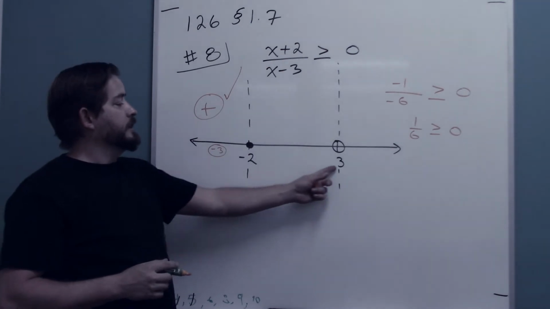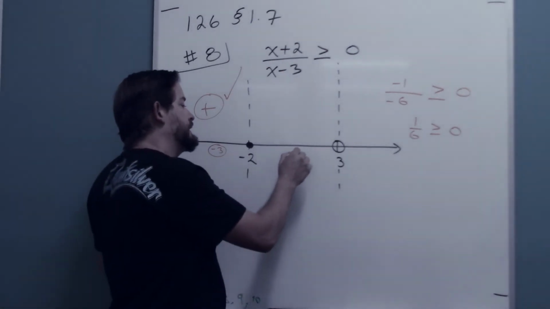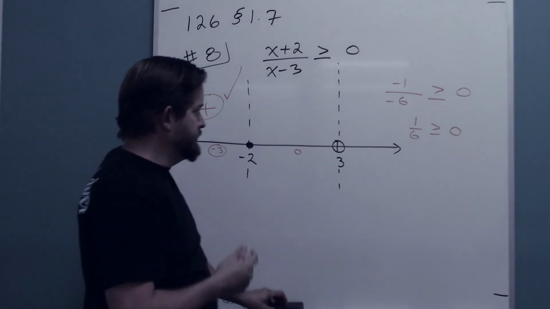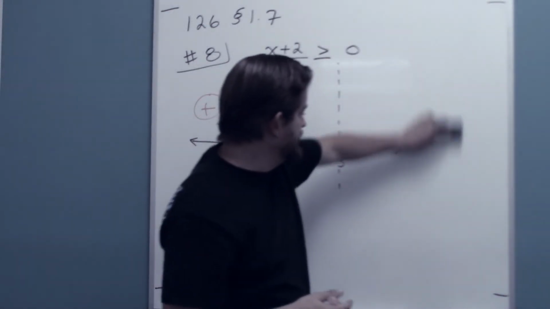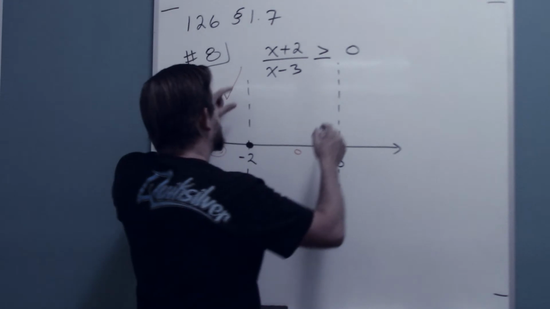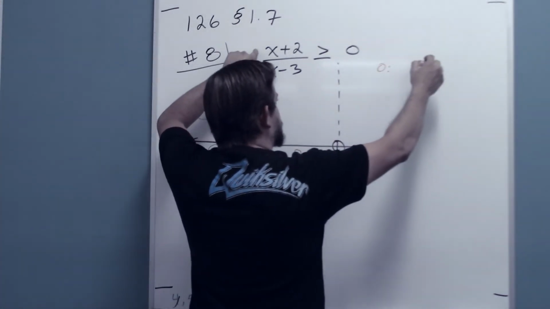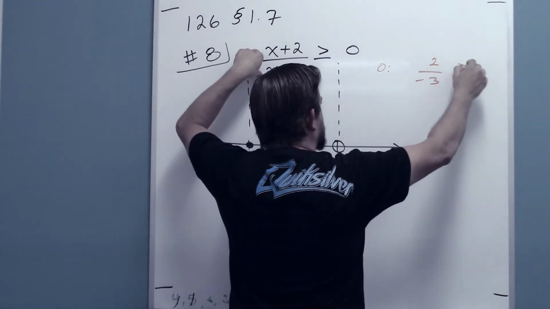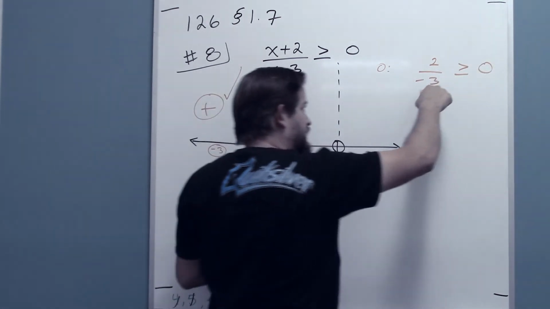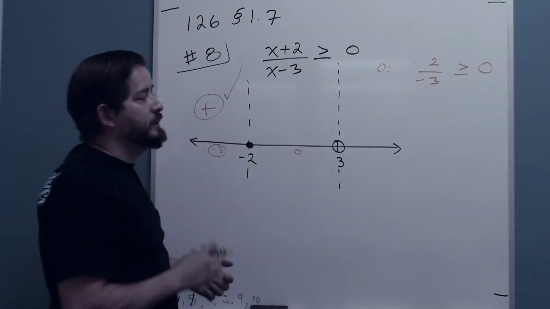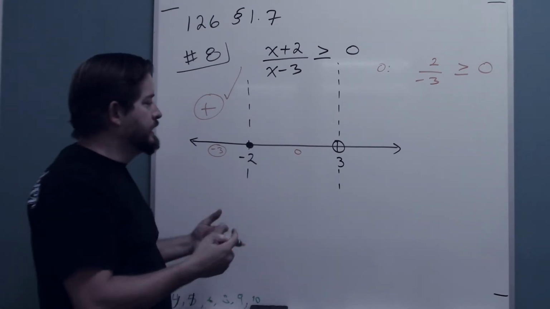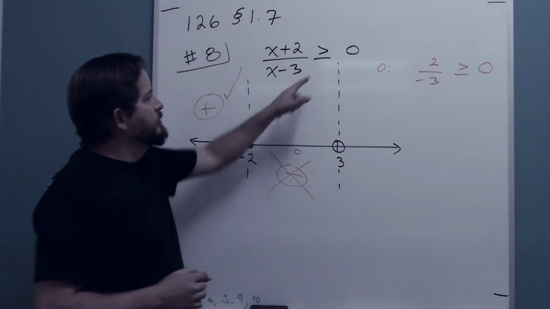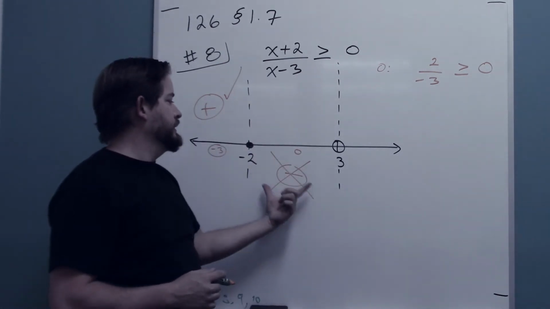I then want to check a number between -2 and 3, like, say, 0. Right? And if I check 0, let me erase this little scratch over here and try 0. If I try 0, that gives me 0 plus 2 is 2, 0 minus 3 is -3. That should be greater than or equal to 0, but it's not because 2 divided by -3 is -2/3. And so that's negative down here, and it is not part of the solution because it's not greater than or equal to 0 in this interval.